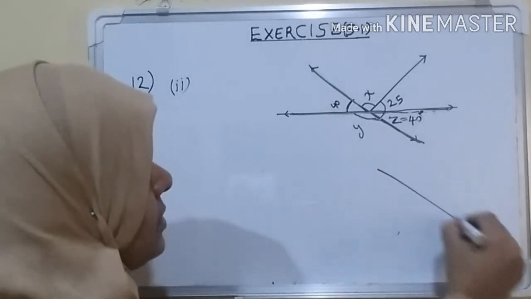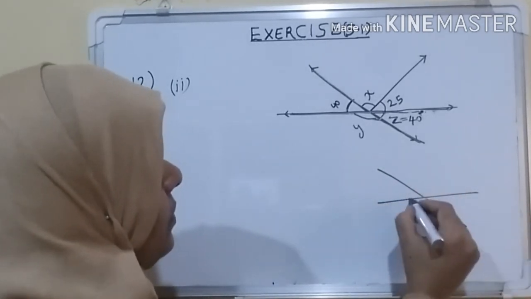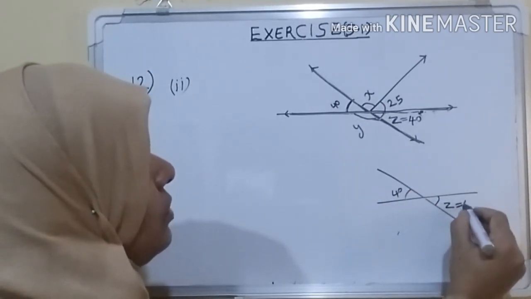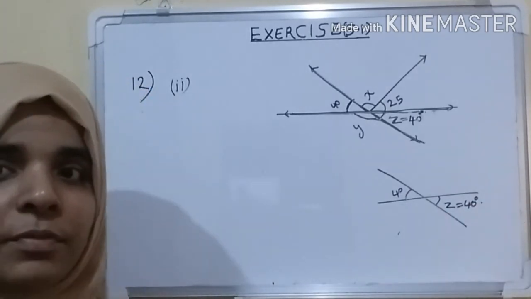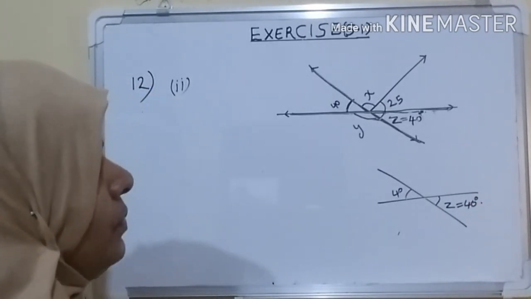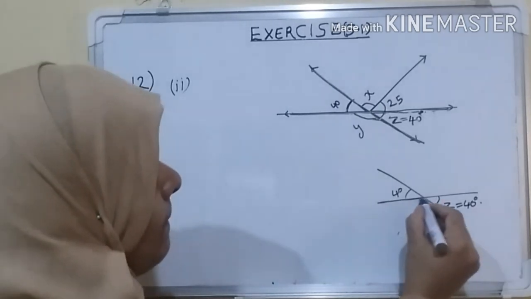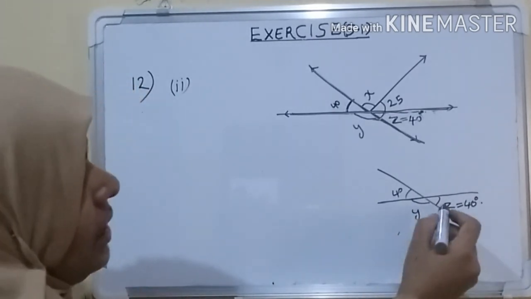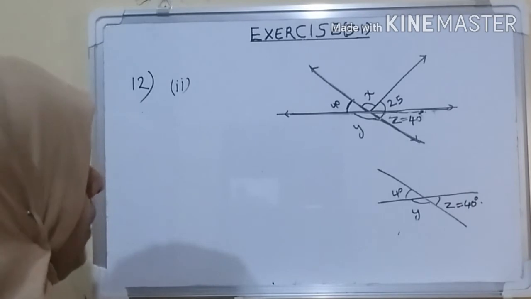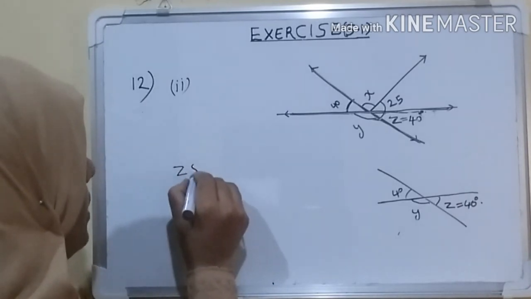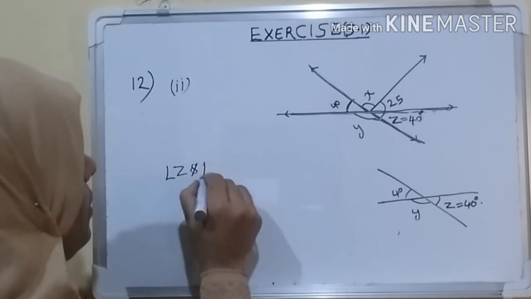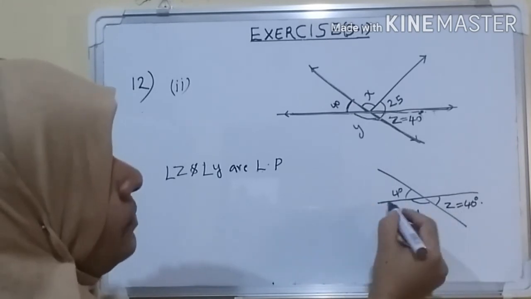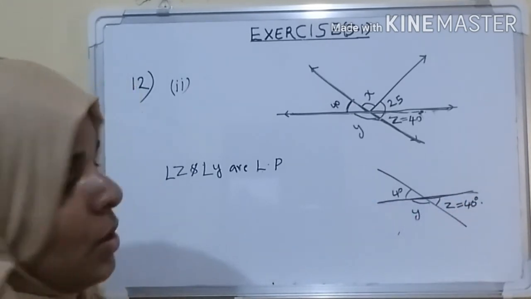For your better understanding, I am drawing that picture here. This is 40, given. We have to find this Z. That is also equal to 40 degrees, because vertically opposite angles are equal. So let's consider this line. How to find this Y? We know angle Z and angle Y are a linear pair, because they are lying on this line, right?